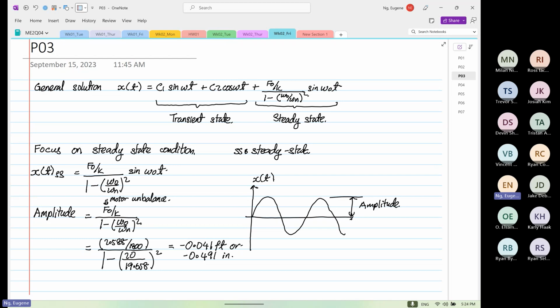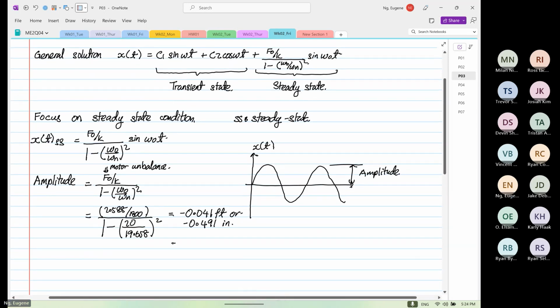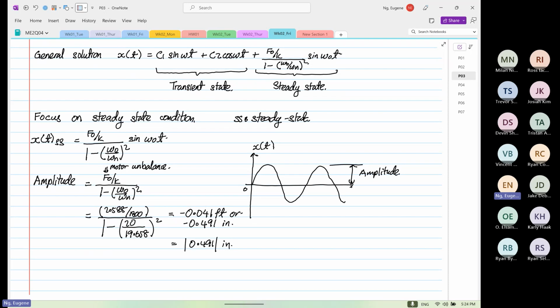In terms of amplitude, it does not matter if it is plus or minus. You should quote the absolute value. Are we clear? So the amplitude, you should quote it as an absolute value. Why? Because it goes up by 0.491 and it goes down by 0.491.